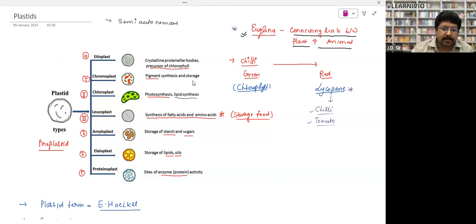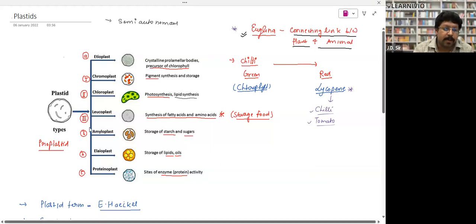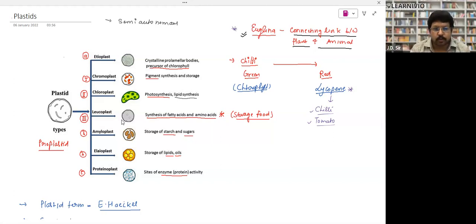Second one is chloroplast. Chloroplast is green in color and it is found in the green leaves, and its function is photosynthesis. Third one is leucoplast. Leucoplasts are found in those parts which store food, and their function is storage of food and synthesis of some fatty acids. Like in the potato, the food is stored in the form of starch, so leucoplast stores the starch. Right, so that is the function.